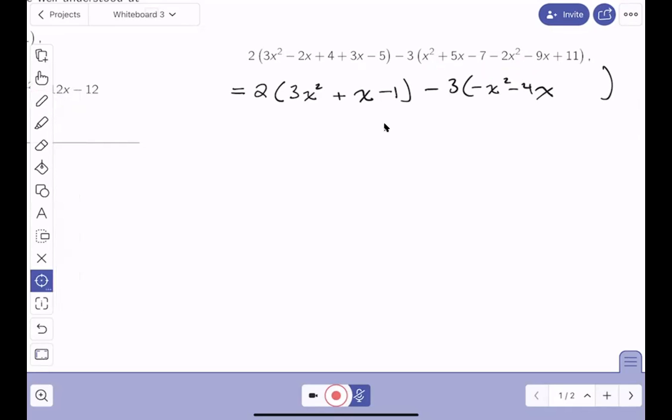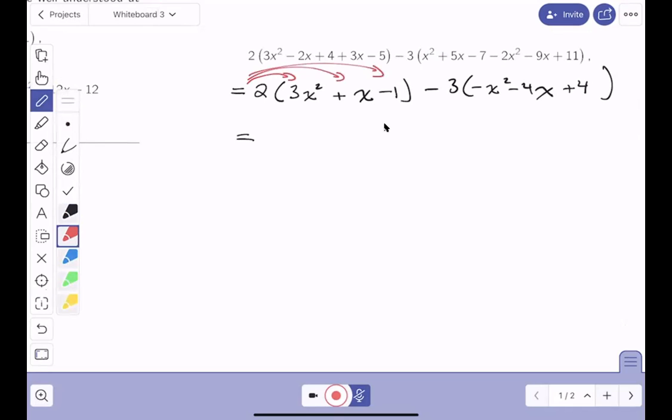What's next? Minus 7 plus 11 is going to be plus 4. Now I'm going to use a distributive property of multiplication. I'm going to distribute across those 3 terms now. After I'm done with that, I'm actually going to take the minus 3 and distribute across these 3 terms. Let's do that. What do you get?